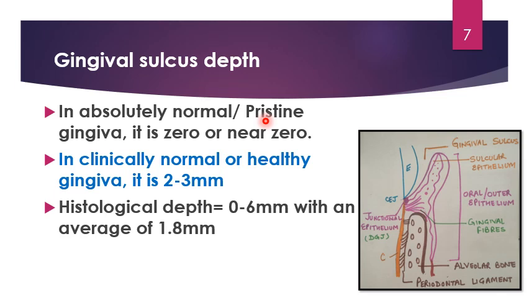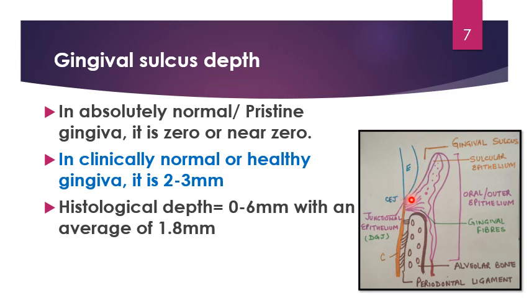So stage 1 gingivitis will always be there. Subclinical gingivitis is always there. In the people who continuously maintain excellent oral hygiene, they will have 0 or near 0 gingival sulcus depth. It is mostly seen in younger individuals. In clinically normal or healthy gingiva, it is 2 to 3 mm, because when we place the probe, it goes almost till the mid of the junctional epithelium.